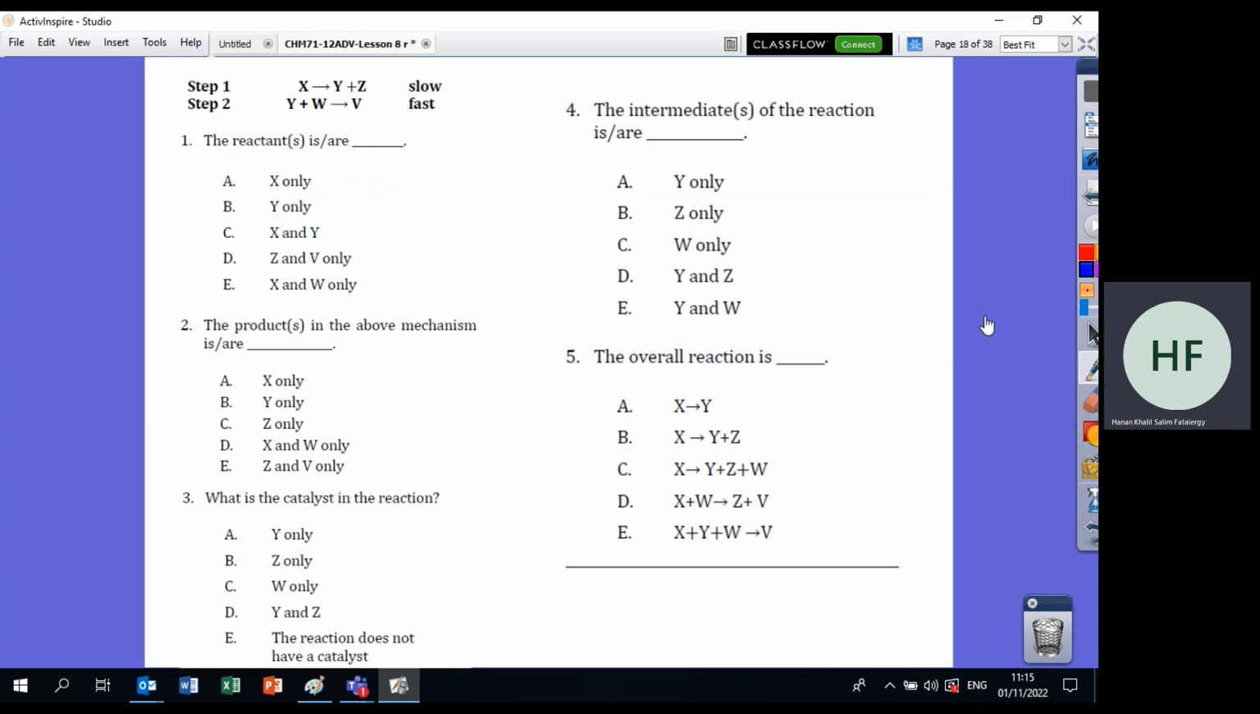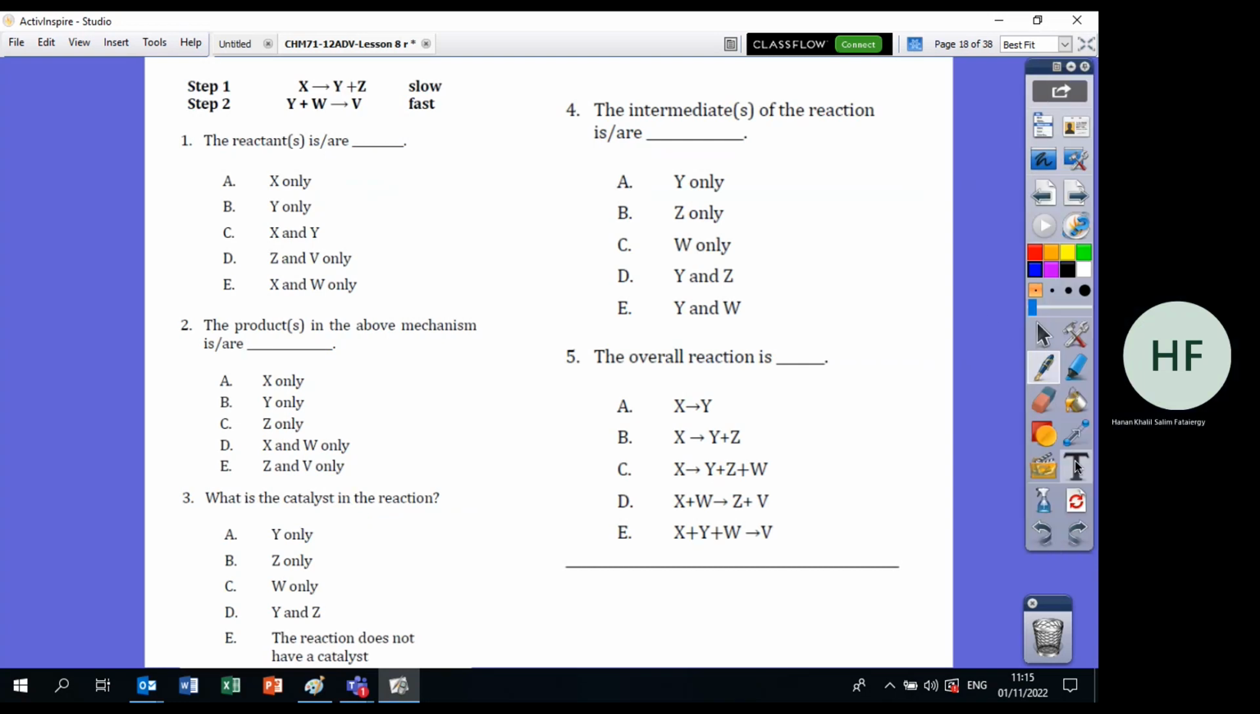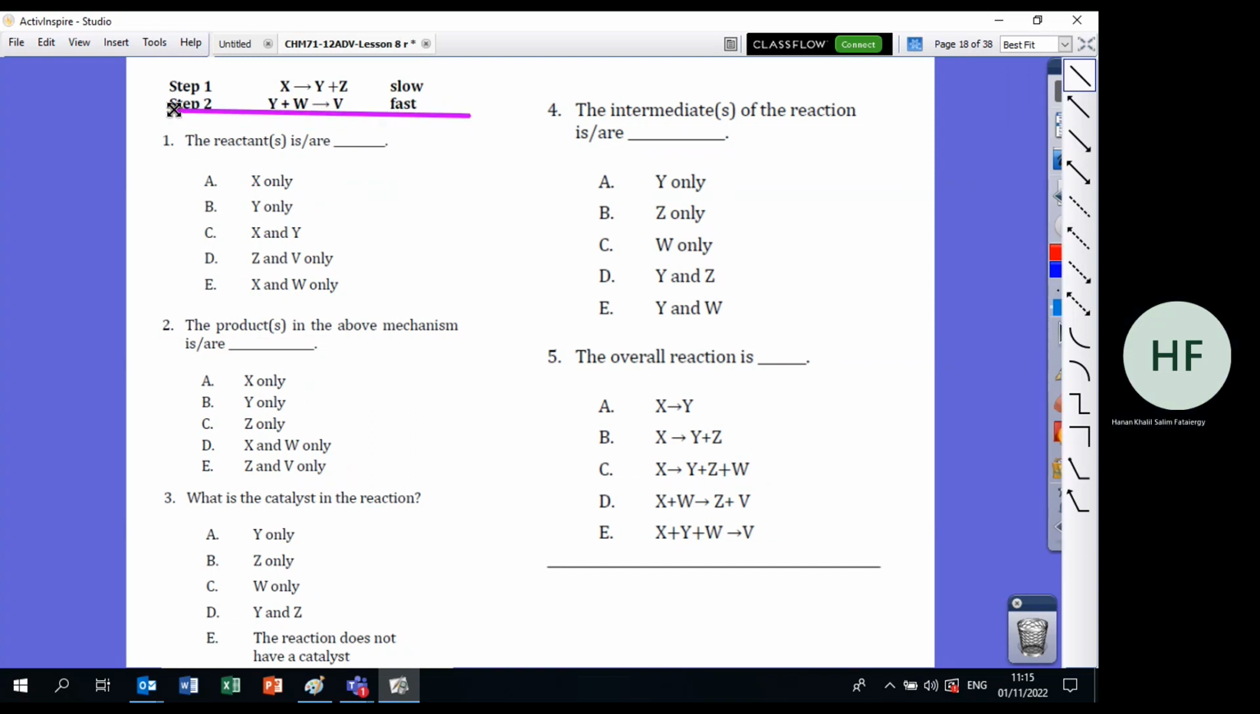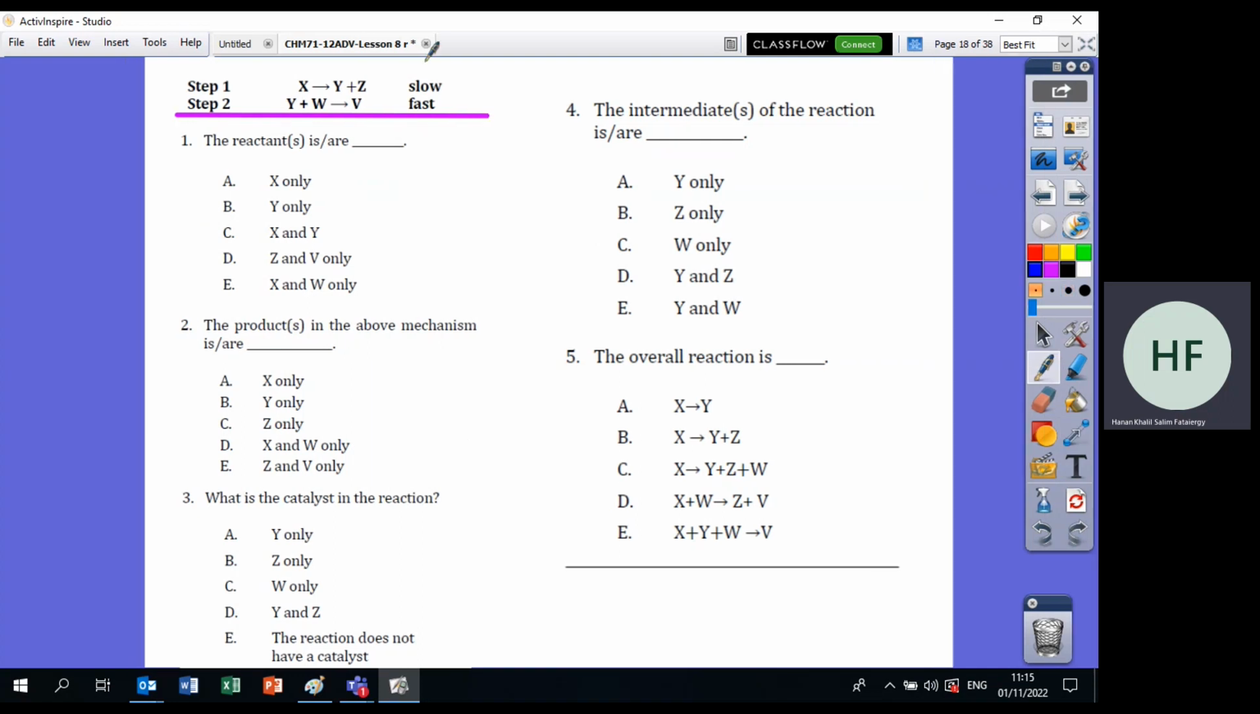Okay, yalla, now let's do another practice. Okay, we will put a line. And then we will add. Before we add, we will cancel. Who will be cancelled? Y. Okay, and that's it. X, what is left? X plus W gives you Z plus V. Now pause the video and try to answer all these questions and then check the answers.